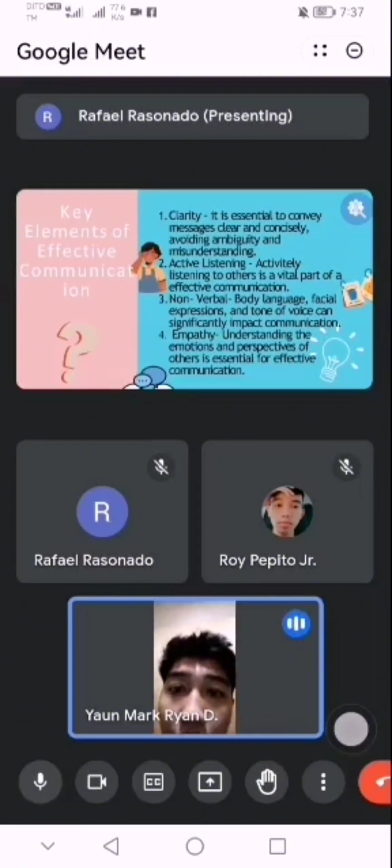Key elements of effective communication. First, clarity. It is essential to convey messages clearly and concisely, avoiding ambiguity and misunderstanding. Second is active listening. Actively listening to others is a vital part of effective communication. Third is non-verbal body language. Facial expressions and tone of voice can significantly impact communication. Fourth is empathy. Understanding the emotions and perspectives of others is essential for effective communication.